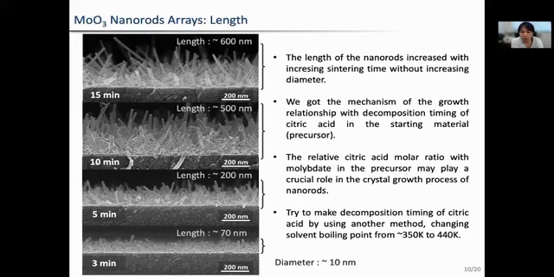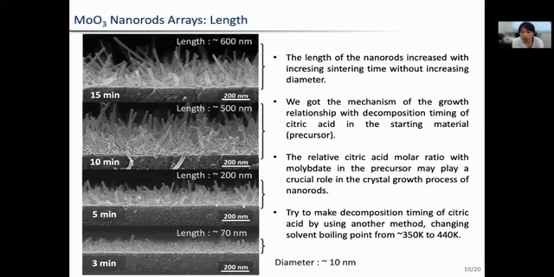We can get the mechanism of the growth relationship with decomposition timing of the starting material, especially citric acid and amine. The relative citric acid molar ratio with molybdenate in the precursor may play a critical role in the crystal growth process of the nanorod.